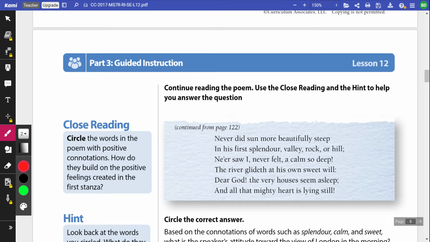So, once again, we're on page 123. When you have your materials out, let's go ahead and get started. So, the first thing we're going to do is rewrite the title of our lesson up at the top of our page. We know we do that with every new part of the lesson. So, the title of our lesson is determining word meanings.